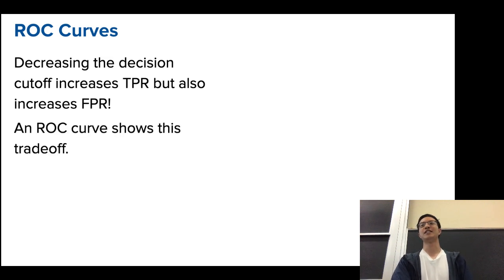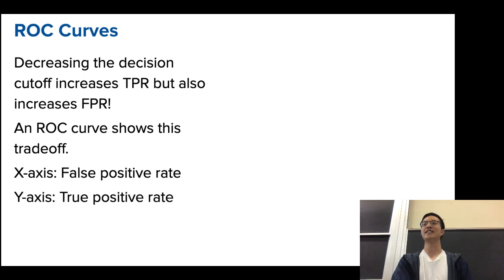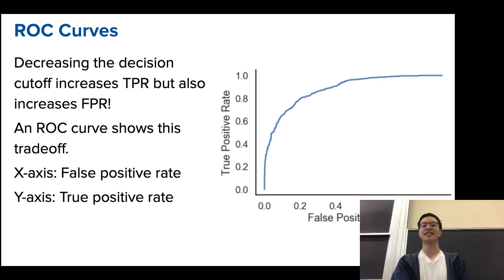ROC stands for receiver operator characteristic, which is a horrible name that evolved from radio transmissions. But for this class, you don't have to worry about the acronym. You just have to know that this is called the ROC curve. On the ROC curve, we'll plot the false positive rate on the x-axis and the true positive rate on the y-axis. And we'll draw this curve by saying, for every decision rule cutoff, what are my false positive and true positive rates?